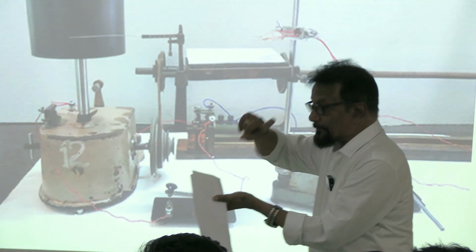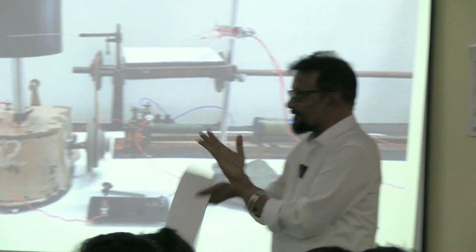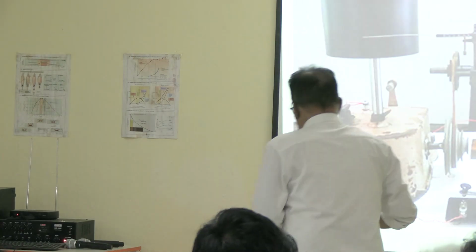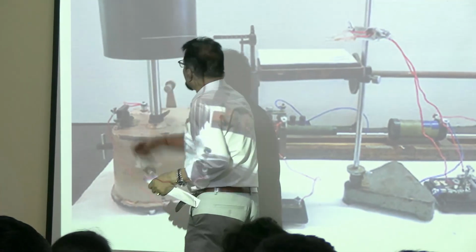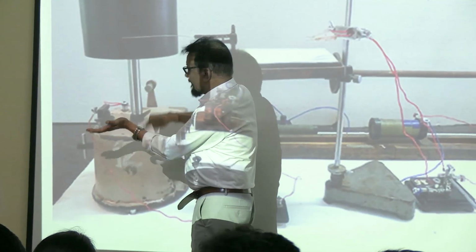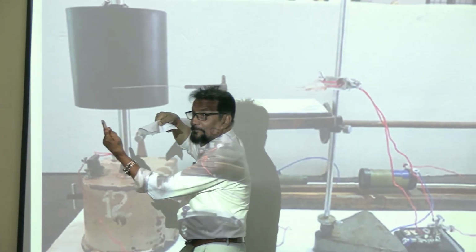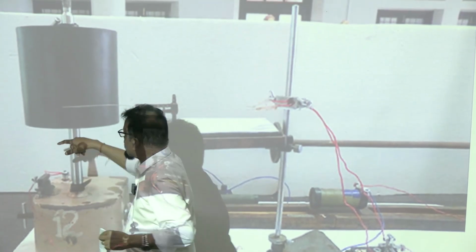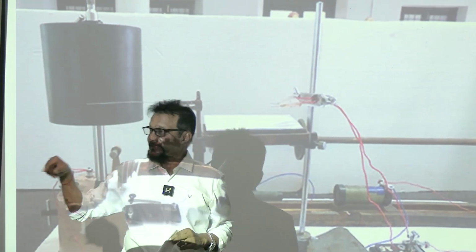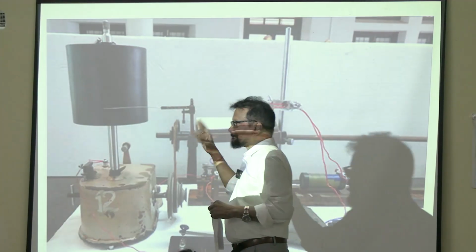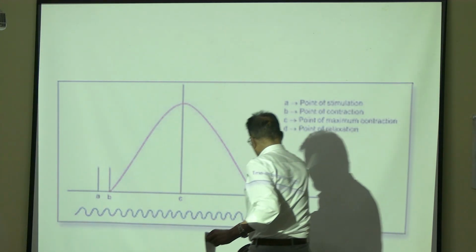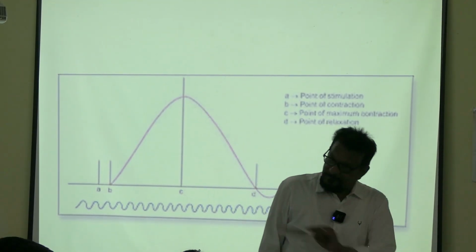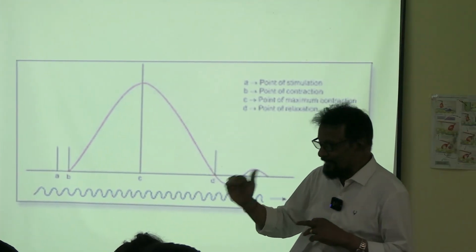Okay? Now if I make the tuning fork vibrate, there will be vibration of the tuning fork. So you switch on the drum, it will start moving. Then you touch the curved portion onto the surface of the drum. So what will be there? You will get a tracing. What type of tracing? This is called time tracing. How did you get it? Using the tuning fork.